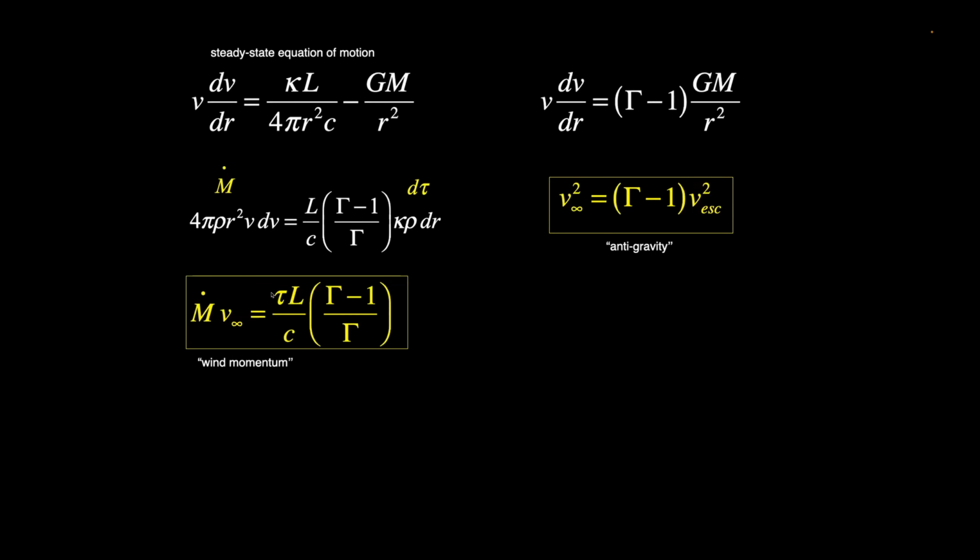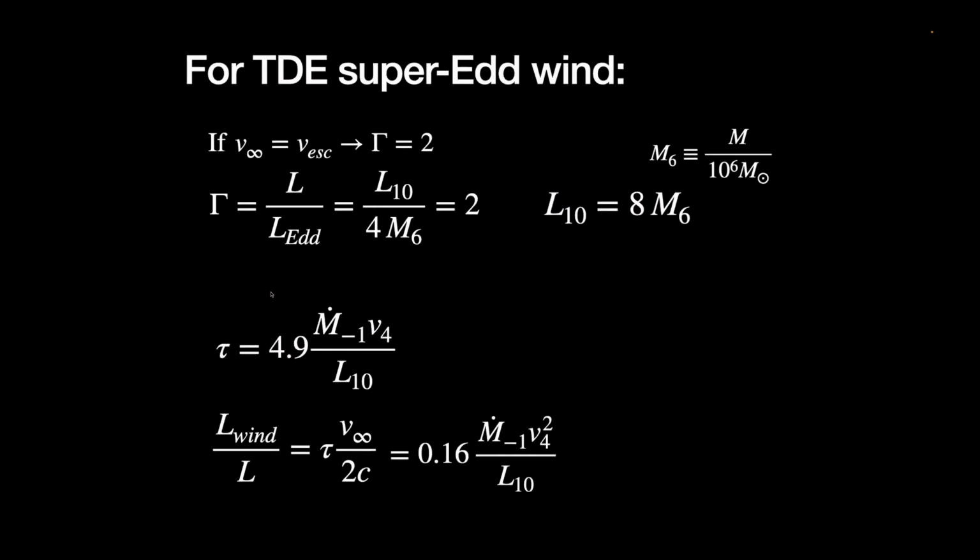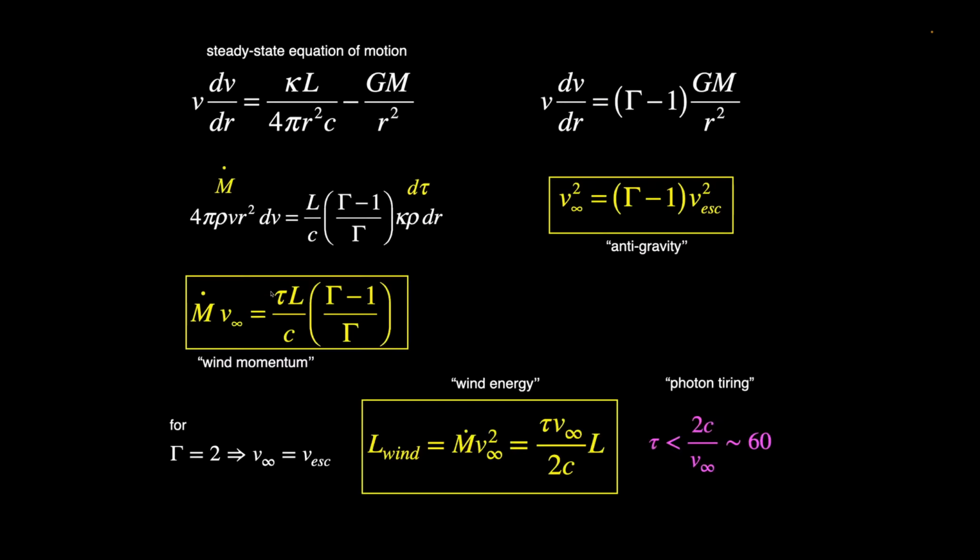But then, just for simplicity, if you assume gamma is equal to 2, then basically the terminal speed will be just equal to the escape speed. And now the total energy requirement is just m dot v infinity squared, without the factor of 2, because you're covering both the gravitational potential energy and the kinetic energy. And that basically tells you that you can't let this be too optically thick. Otherwise, you would just photon tire. You wouldn't have enough energy to sustain the flow. The flow would actually have to slow down and stagnate. And I've done a lot of work on this photon tiring limit.